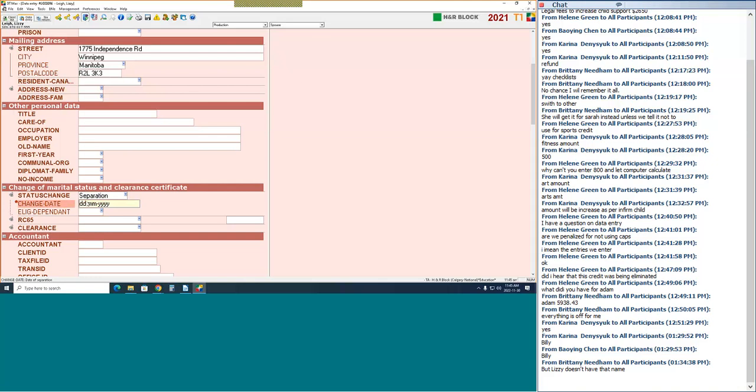So if they separated on the 15th of October, I'm going to enter that they separated on the 15th of October 21. Be careful here. If they separated at the very end of December and it's now February, we need to make sure they've been separated long enough for this to be a separation. If it was October and she's coming in February or March, it has been 90 days, so we're okay.